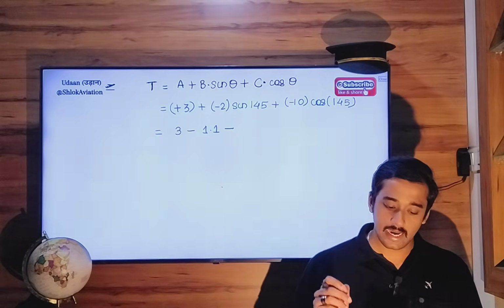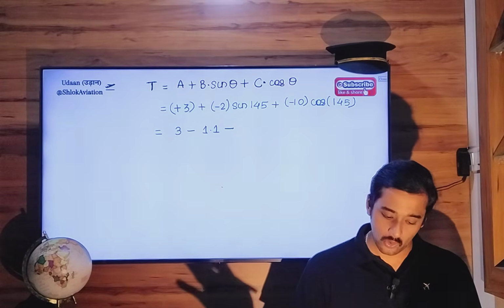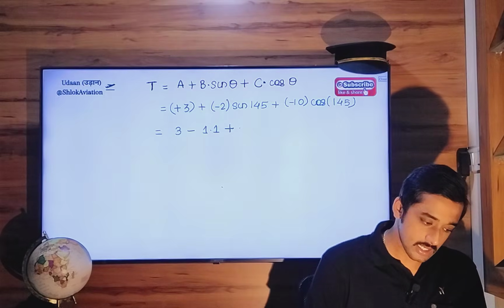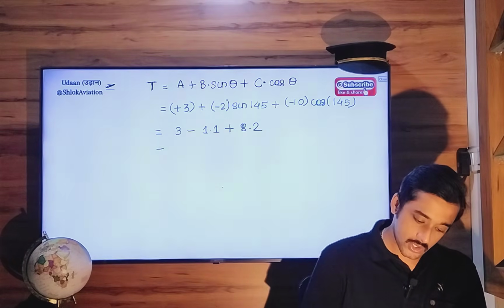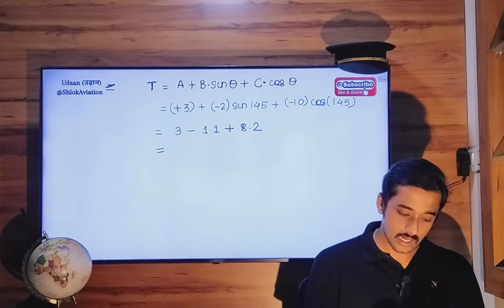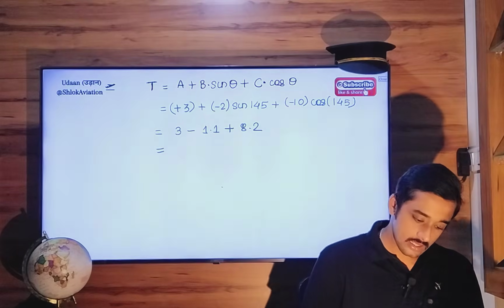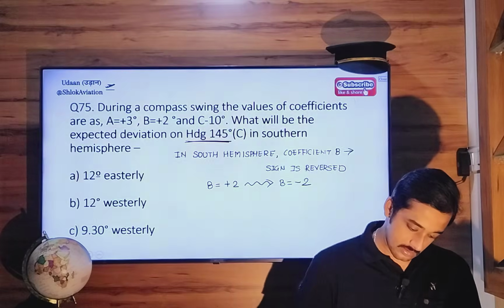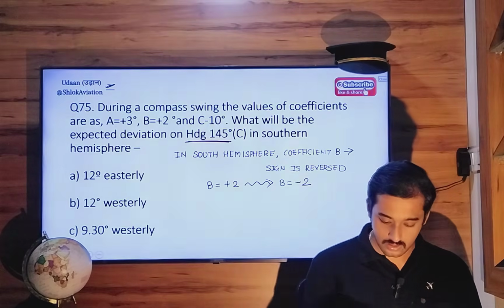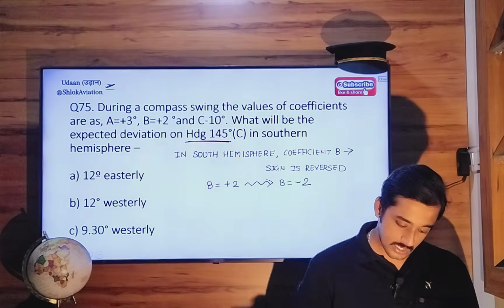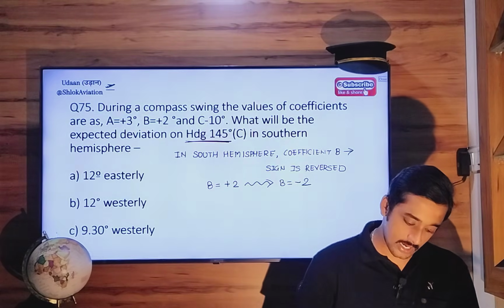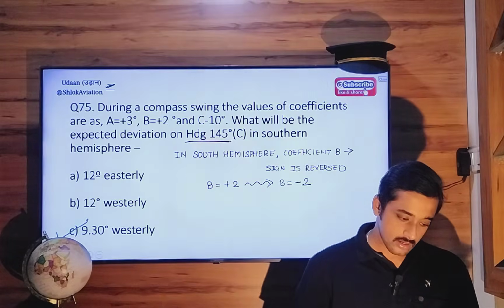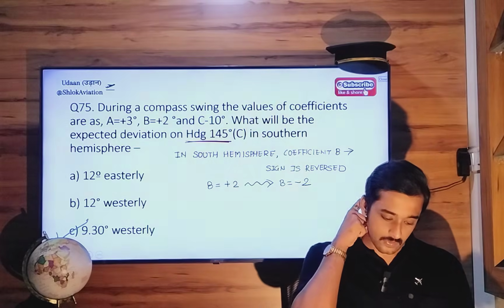is minus 8.19, so minus 8.2. So minus minus plus, so 8.2. So 8.2 plus 3 is 11.2, minus 1.1 is 10.1. So the closest option here to 10.1 is option Charlie, 9.3. Okay, 9.3 westerly expected deviation in the southern hemisphere. So option Charlie.